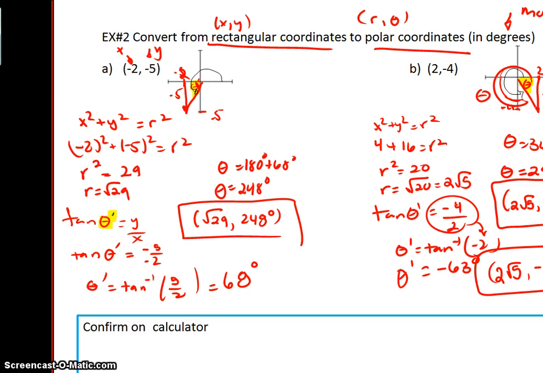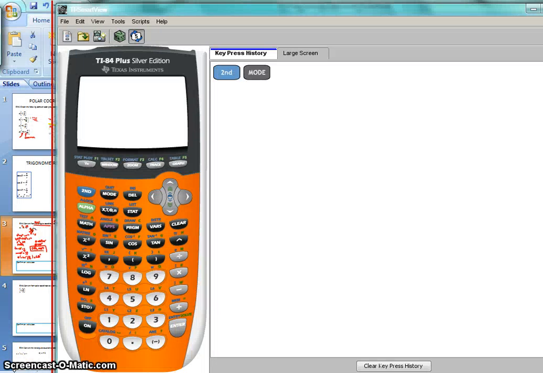So I'm going to pull up the calculator here. Okay, so here I have the calculator. I want you to write down the notes of what we're going to do. So we're going to convert from rectangular to polar. We're going to do the same problem we just did, except we're going to do it on the calculator. We're going to do the first problem.